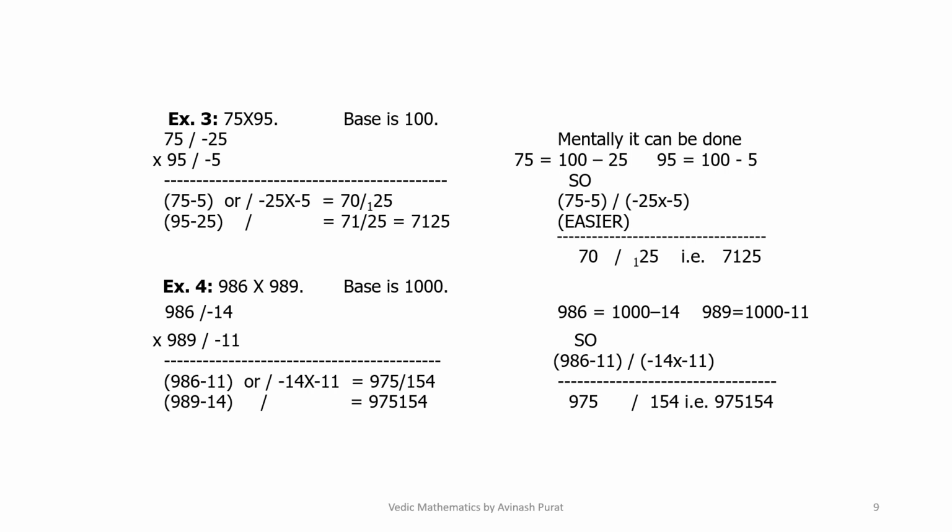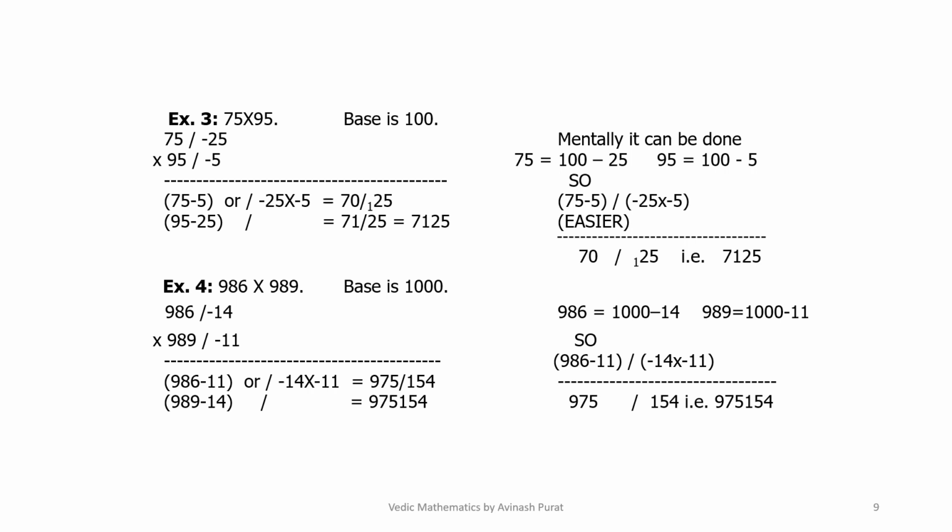75 is 100 minus 25 and 95 is 100 minus 5. So 75 minus 5 is easier. Stroke 20, minus 25 into minus 5, that is 70 stroke 125. Base is 100, so two digits are to be taken on the right and one is to be taken to the left. So the answer is 7125.